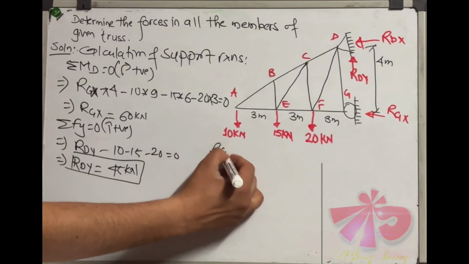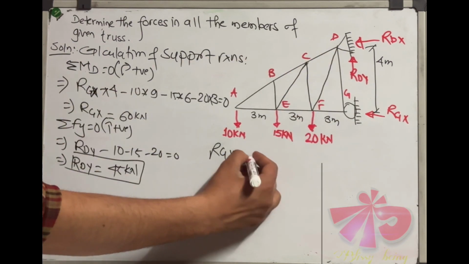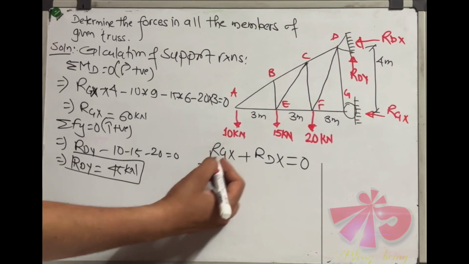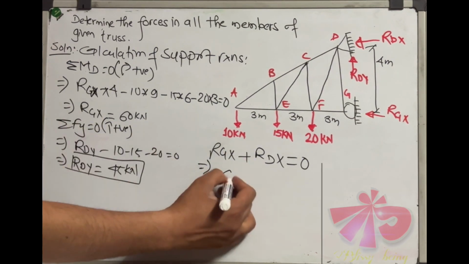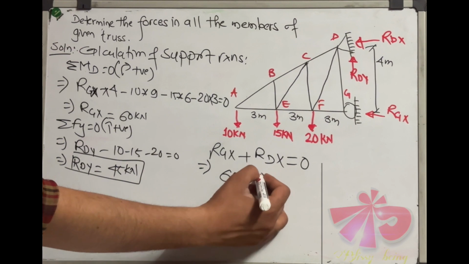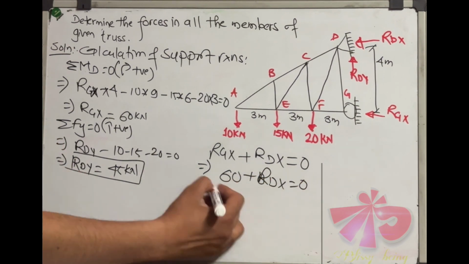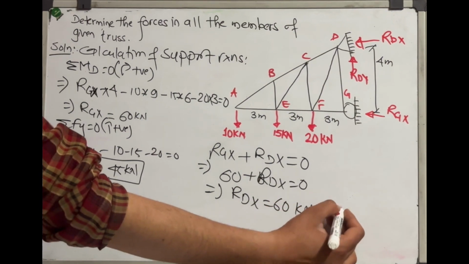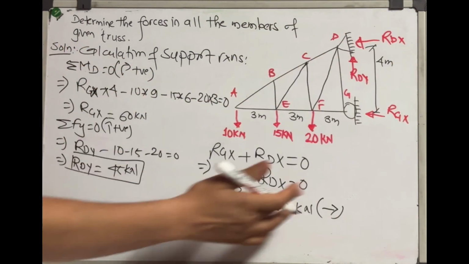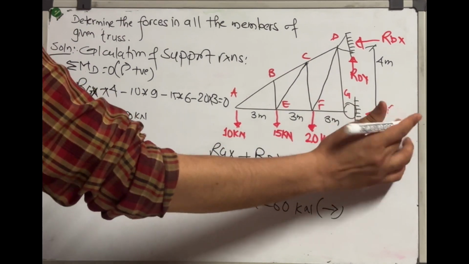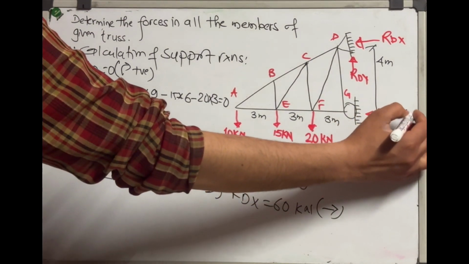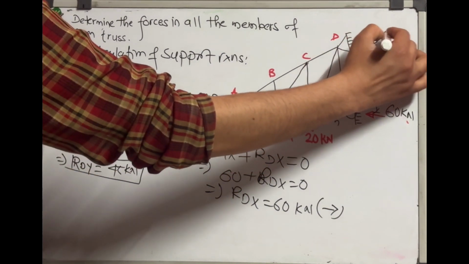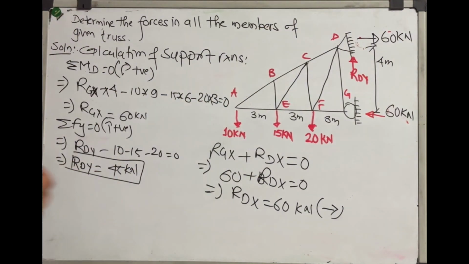Summation of force in x direction: RGX plus RDX is equal to 0. RGX is 60 kilonewton, so RDX is equal to 60 kilonewton in this direction. So what you have to write in this figure is, this is 60 kilonewton in this direction, and this is again 60 kilonewton in this direction, right?